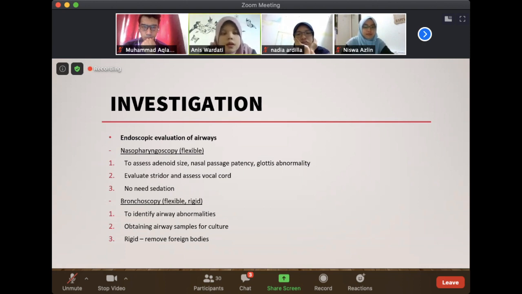And for bronchoscopy, there are two types, flexible and rigid. It can be used to identify airway anomalies, and at the same time it can also take samples for culture. And the rigid bronchoscope can be used to remove a foreign body as well.